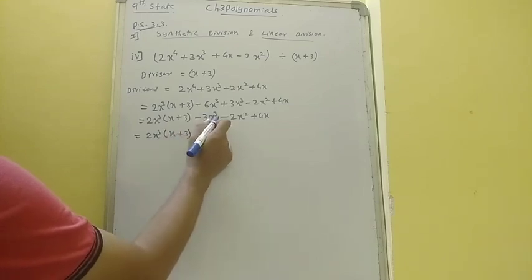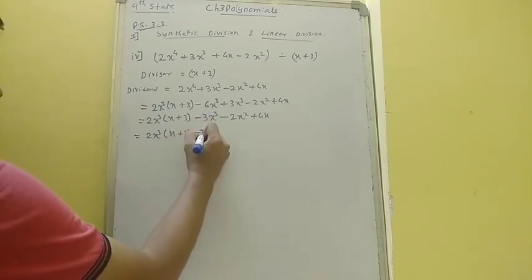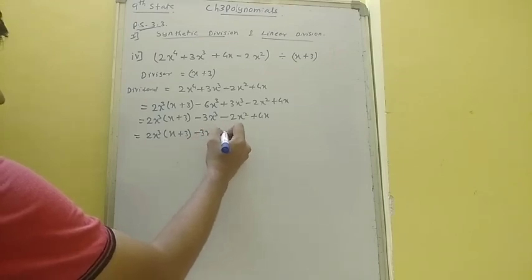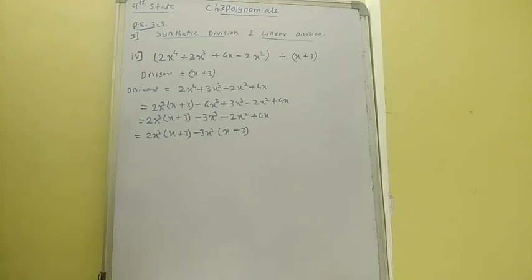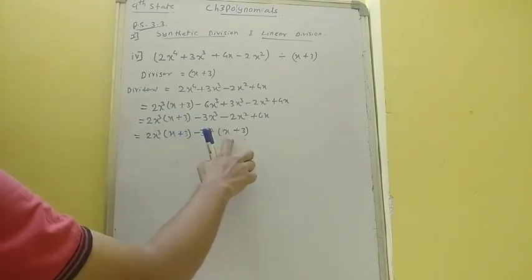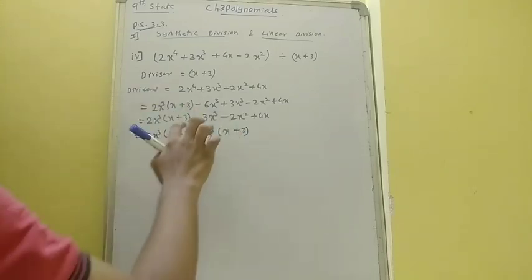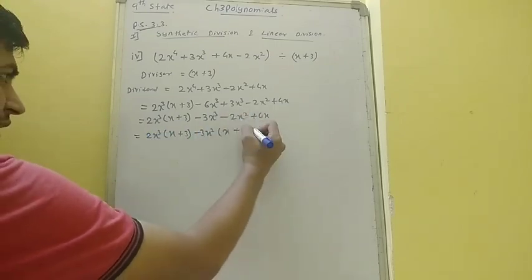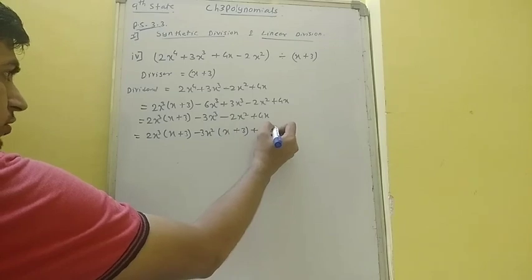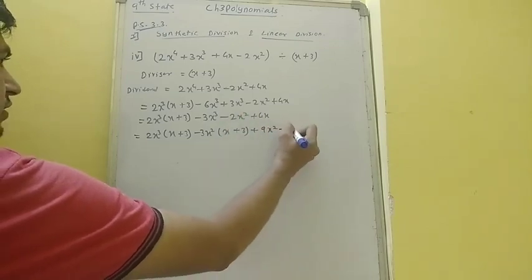To get x over here, I will take minus 3x square common. So what is remaining? x plus 3. That was the divisor. Now to balance it, minus 3x square into x is minus 3x cube. That is correct. 3 3s are minus 9x square, which will be balanced by plus 9x square. The remaining part as it is.